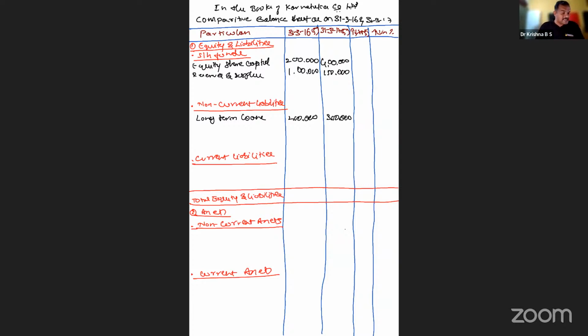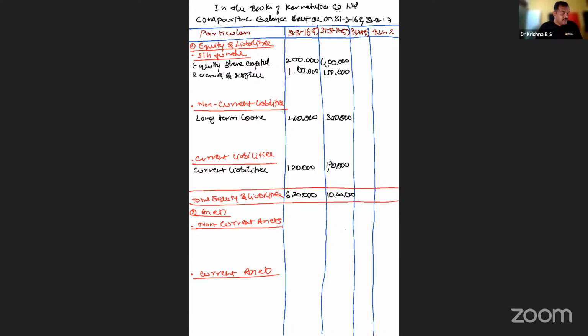Then current liabilities come under the current liabilities only. Current liabilities, it is 1,20,000, 1,70,000. Next, liabilities are done. What is the total liabilities you have got? 6,20,000, 10,20,000. I'm just referring to the problem which I had told you to take the screenshot.